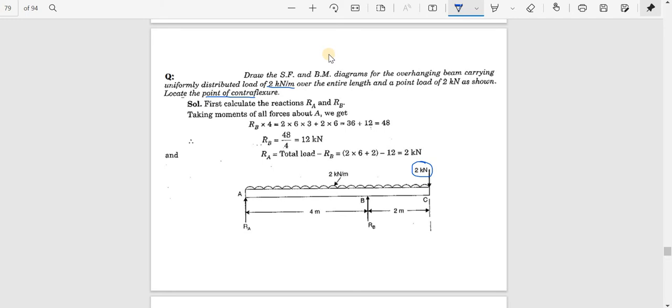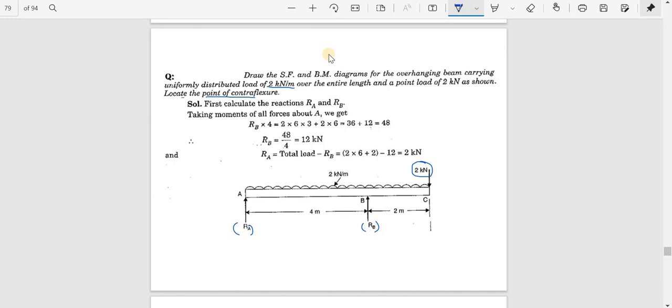So here the first step is to find out all the forces. While considering this figure, we have two vertical forces, 2 kilonewton per meter and 2 kilonewton, acting downward. Due to these two forces, there will be reactions, that is two forces in the upward direction, RA and RB. So the first step is to find out the reactions.